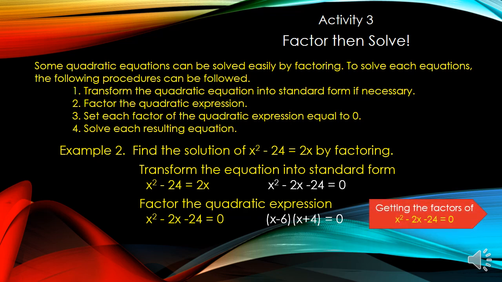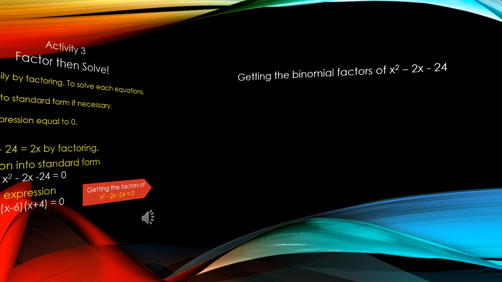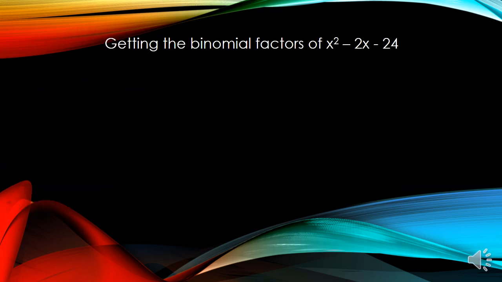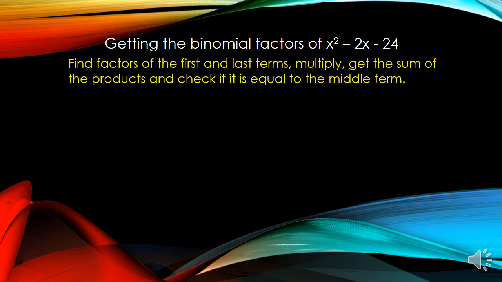But how did we get these factors? Let us see. Binomial factors of x squared minus 2x minus 24. Again, find factors of the first and last terms, multiply these factors, get the sum of the products, and check if the sum is equal to the middle term. Our first term here is x squared. The last term is negative 24.